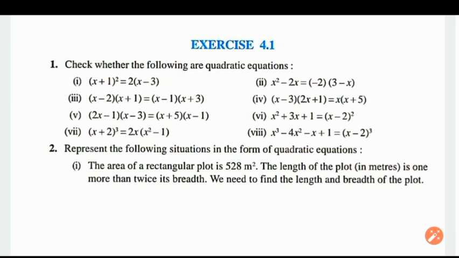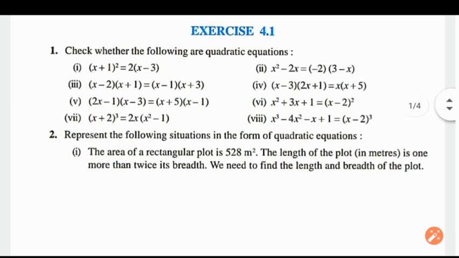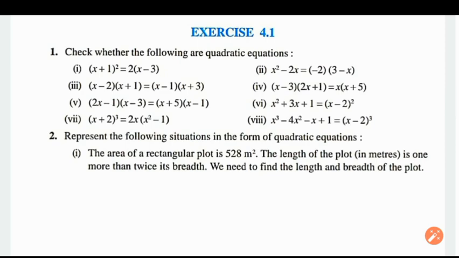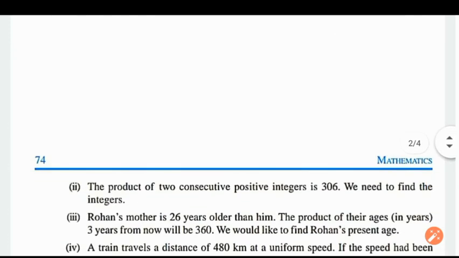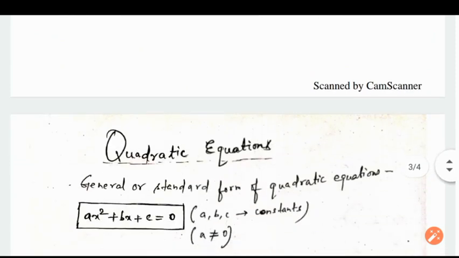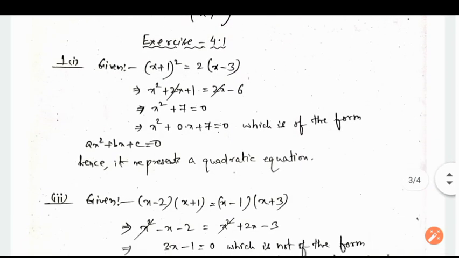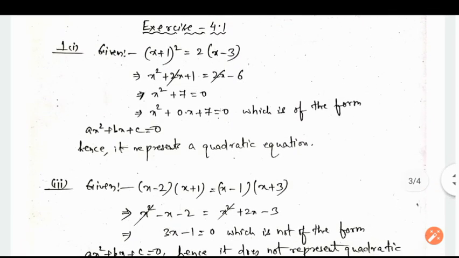Or you can say, if an equation can be reduced to the form ax square plus bx plus c equals 0, that equation is called a quadratic equation. We can say that equation is quadratic. So let us check. Here we have the solution. This is exercise 4.1, part 1.